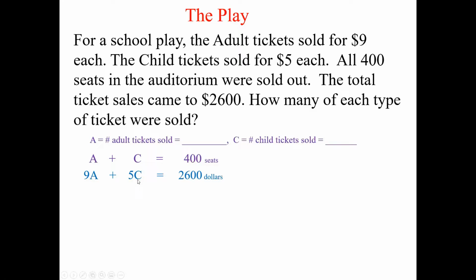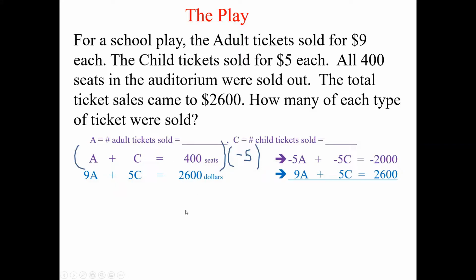$9 a piece for adults, $5 a piece for kids. At 400 seats, that's $2,600. To get an opposite pair, I'm multiplying this equation by -5, which gives me these two equations. I add the two equations and I get, as you see, first 4A equals 600, divide both sides by 4. The number of adult tickets is 150.